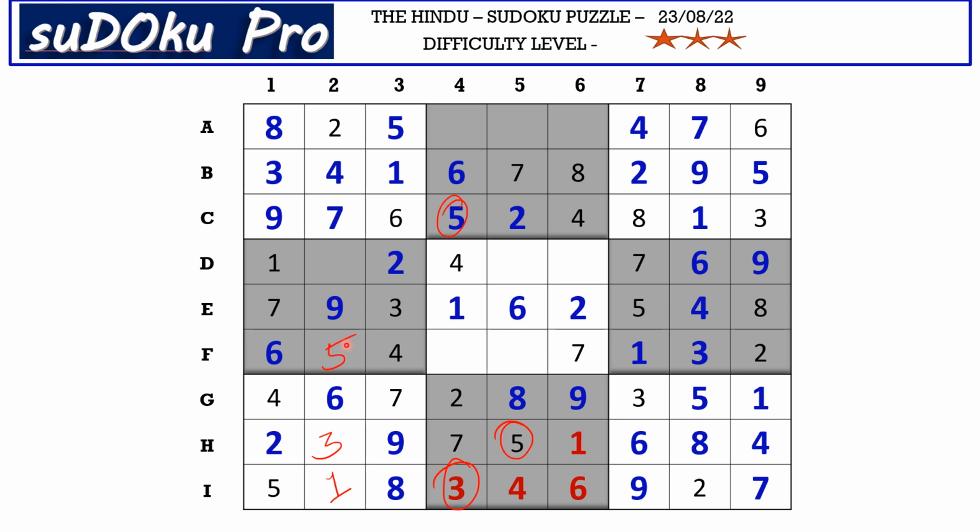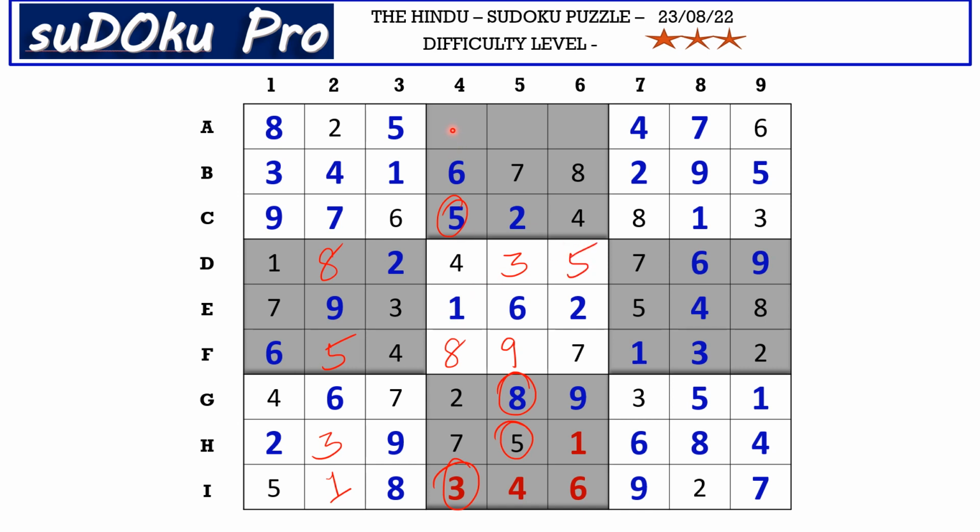Now the missing numbers here are 8 and 9. There is 8 blocking from column 5. So F5 takes 9 and F4 takes 8. Here the only missing number is 8. In D row there are only 2 empty cells and the missing numbers are 3 and 5. There is 5 blocking from here. So D5 takes 3 and D6 takes 5.